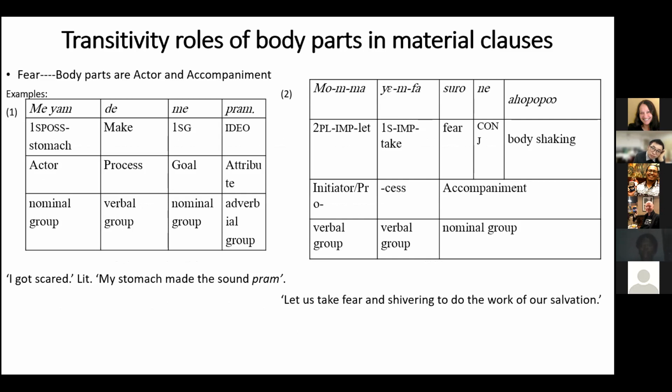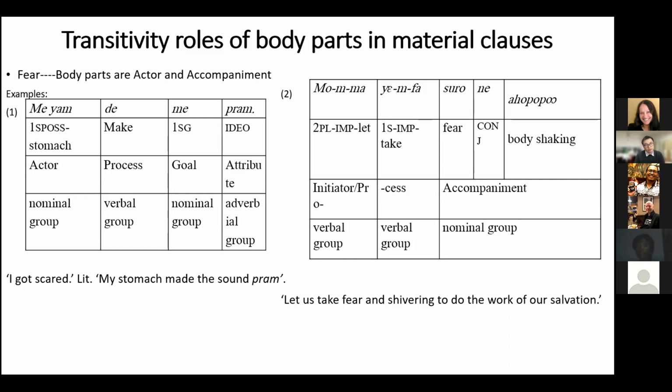So here are some illustrations of the roles of the body parts in material clauses. For fear, body parts realize actor and accompaniment in transitive material clauses. For example, in 1, we have meyem de mepram. So meyem, my stomach, is the body part fear expression. And then it selects a single verbal unit as process. And then the go is the one who is experiencing the emotion. In such constructions also, there is mostly an attribute. So the effect of the action on the goal is presented as an attribute. This attribute is mostly an idiophone, and it's realized at the clause final position. So that is what we have here as pram. So it's an adverbial group. This translates as I got scared, and literally it means my stomach made the sound pram.